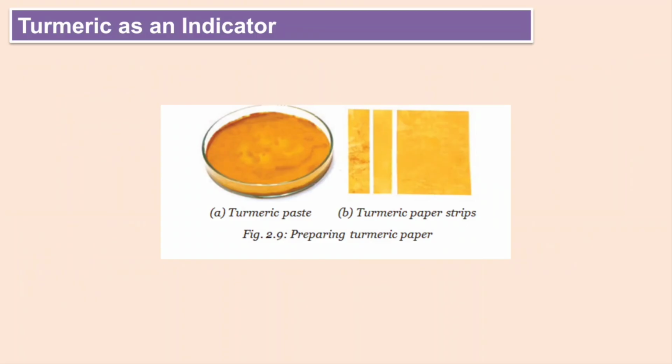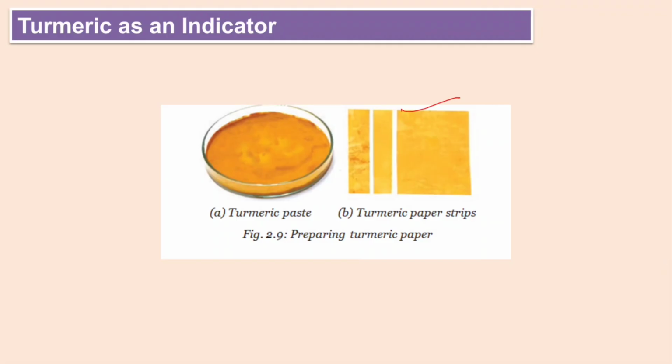Next we have turmeric as an indicator. Now we will be using turmeric as an indicator. Here you need to take some turmeric, add some water, and make a paste of it. Carefully dip a piece of filter paper or a thin cotton cloth in the turmeric paste and allow it to dry, and you will get these turmeric paper strips. You can cut them into pieces and you will get these turmeric pieces.